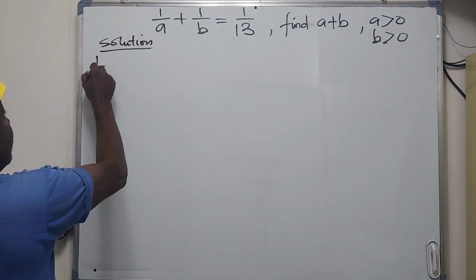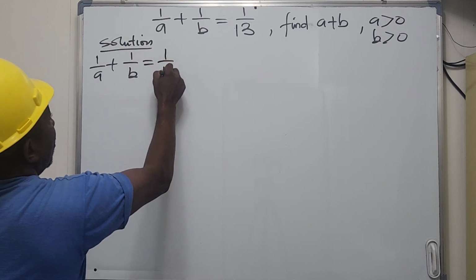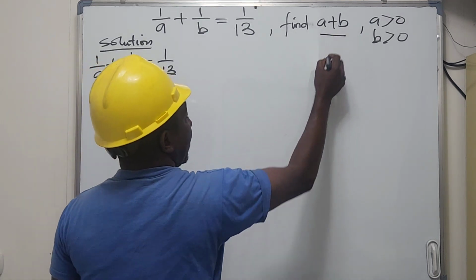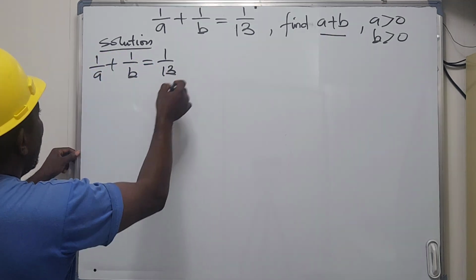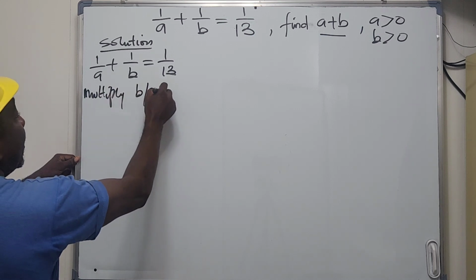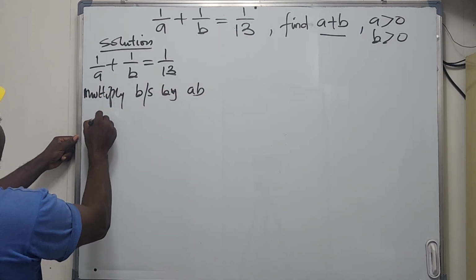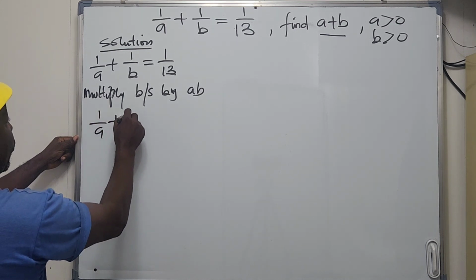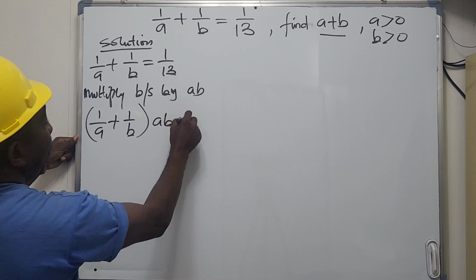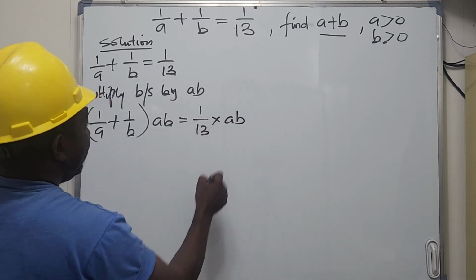We are given 1 over a plus 1 over b equals 1 all over 13. We are asked to find the value of a plus b. So what we are going to do is multiply both sides by ab. So we have 1 over a plus 1 over b all multiplied by ab equals 1 all over 13 times ab.